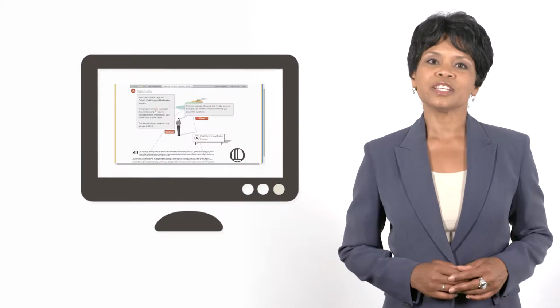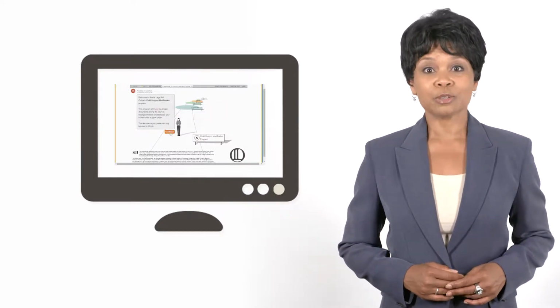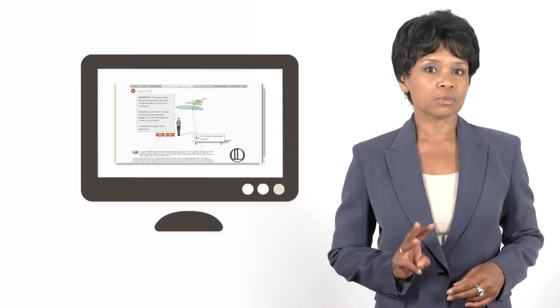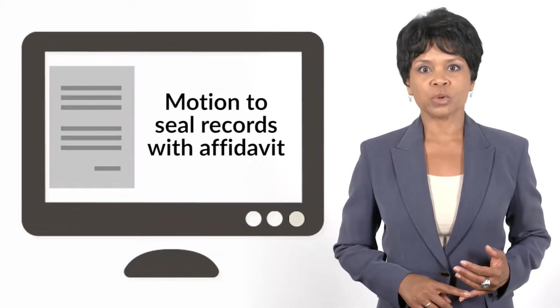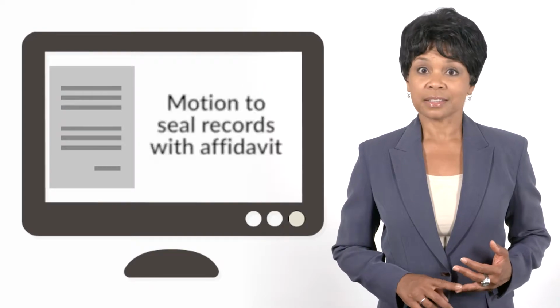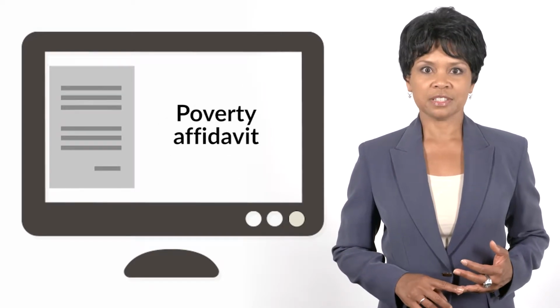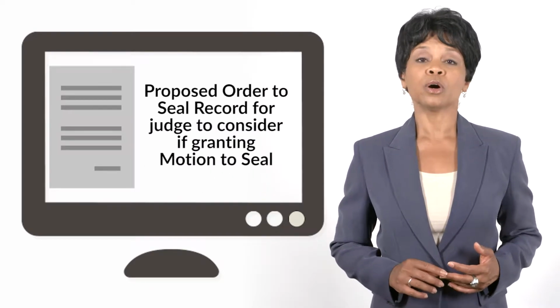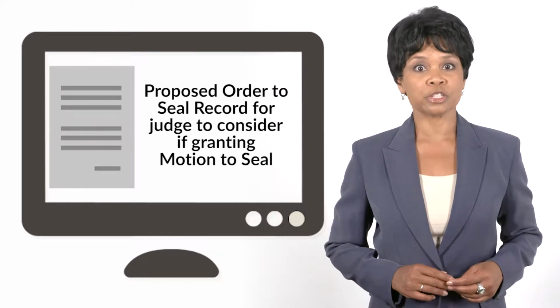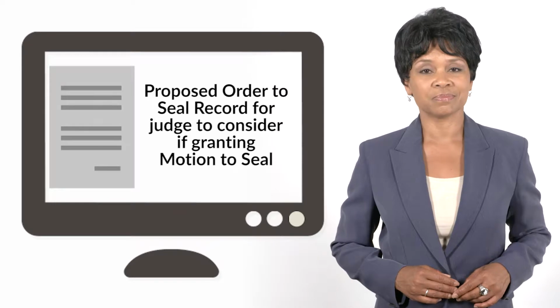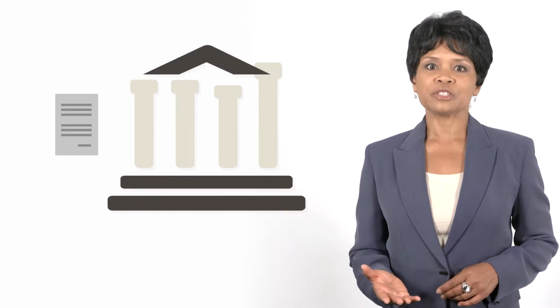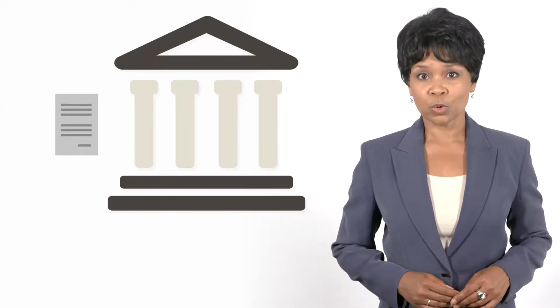If you have successfully completed the A2J sealing program, it should generate 3 documents. First, the motion to seal records with an affidavit. Second, a poverty affidavit. And third, a proposed order to seal record for the judge to consider signing upon granting a motion to seal. Your next step is to file the motion to seal with the court.